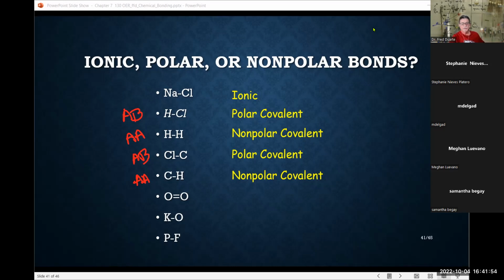Then we have oxygen, which again is an AA scenario, which tells us that we have a nonpolar covalent bond. Potassium and oxygen, no questions asked, that's ionic.